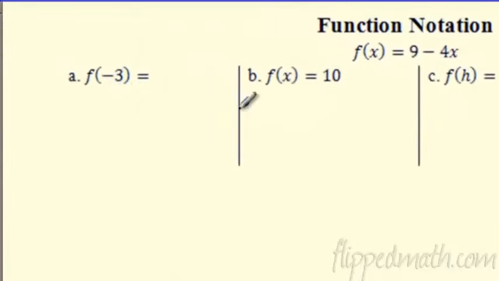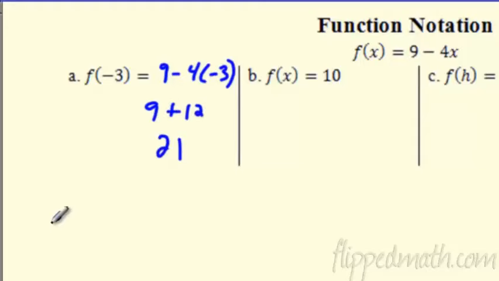It means whatever your function is, so 9 minus 4x, you're going to replace any x in there with what? Whatever's in the parentheses. I don't care what's in that parentheses. It goes in for every single x. So we're looking at what, 21? So we can say the f of negative 3 equals 21. Awesome. Let's keep it flowing then.